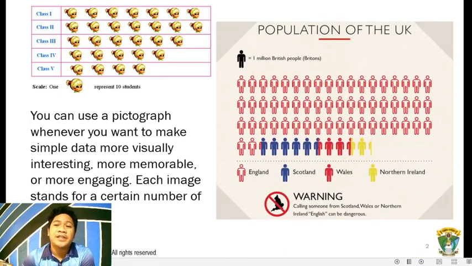And we can also use it to compare, just like this one, the population of the UK. So there is a division of England, Scotland, Wales, and Northern Ireland. And of course, each image, as mentioned, stands for a certain number of things. For the first pictograph, one girl there stands for 10 students, while for the second pictograph, one man there stands for 1 million British people or Britons.